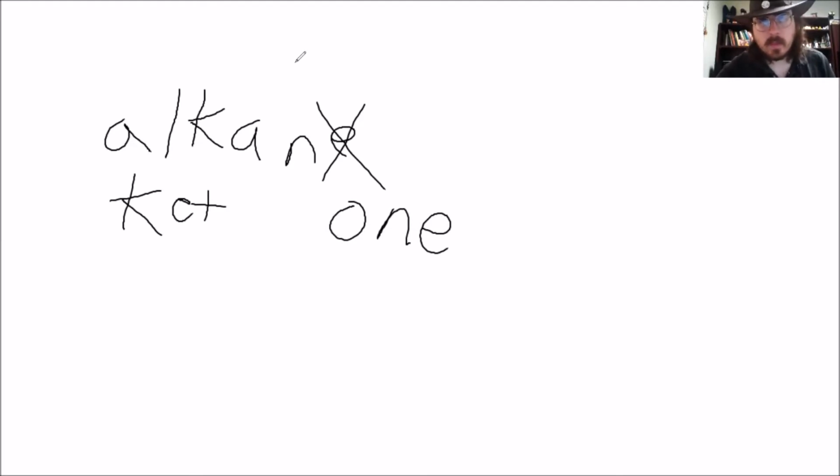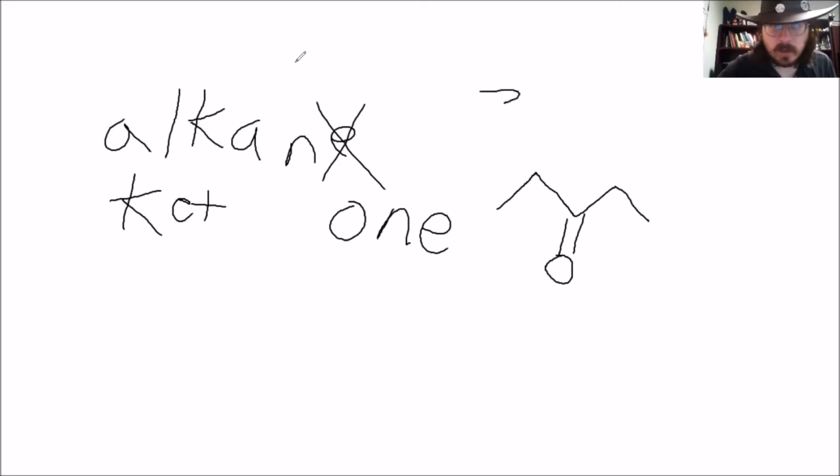For example, if I have a five-carbon chain, 1, 2, 3, 4, 5, with the carbonyl in the middle, this would be 3-pentanone.